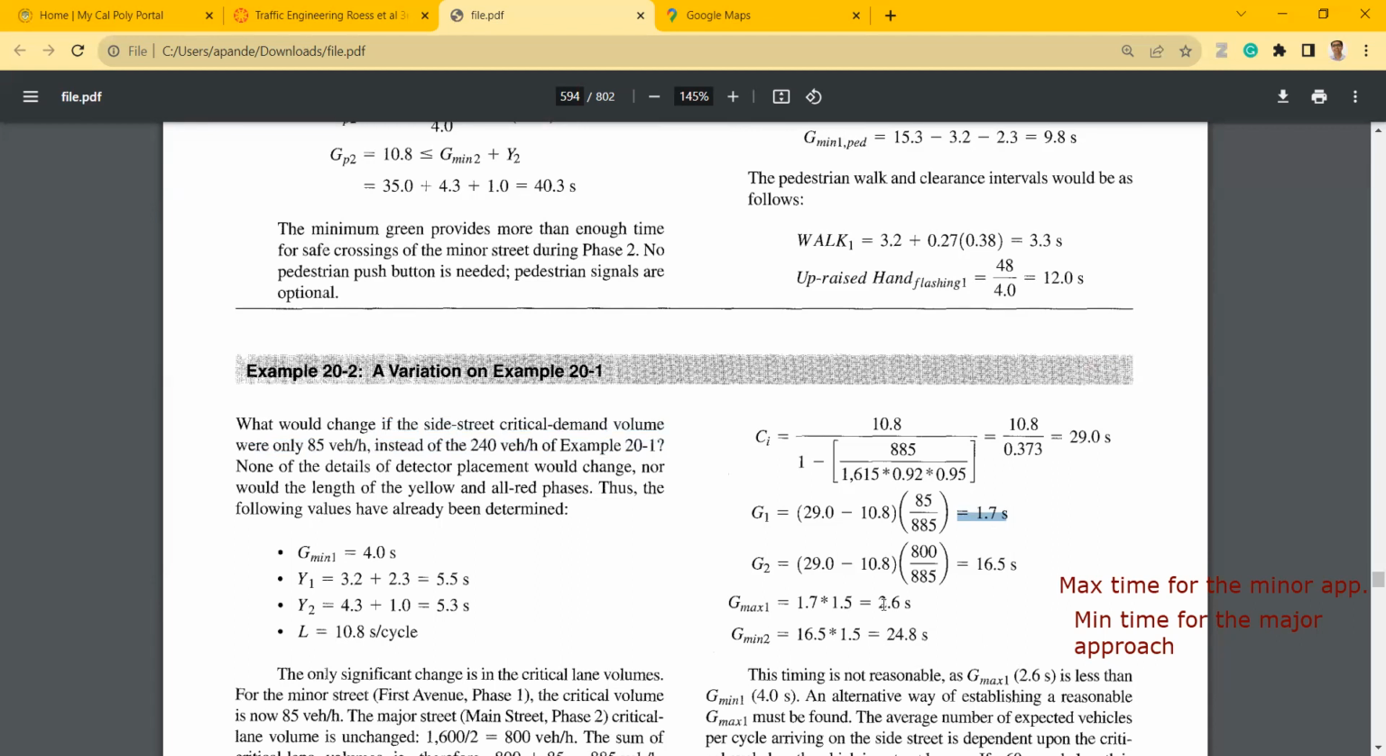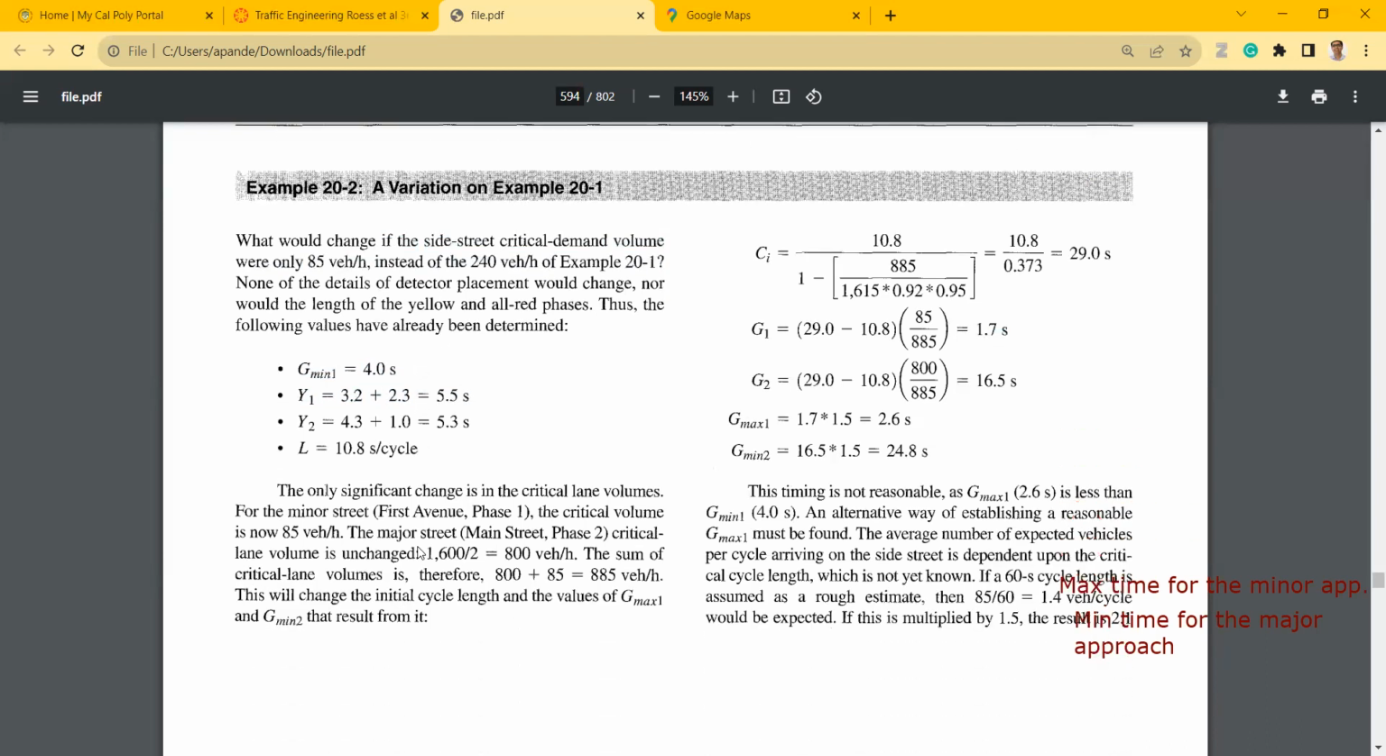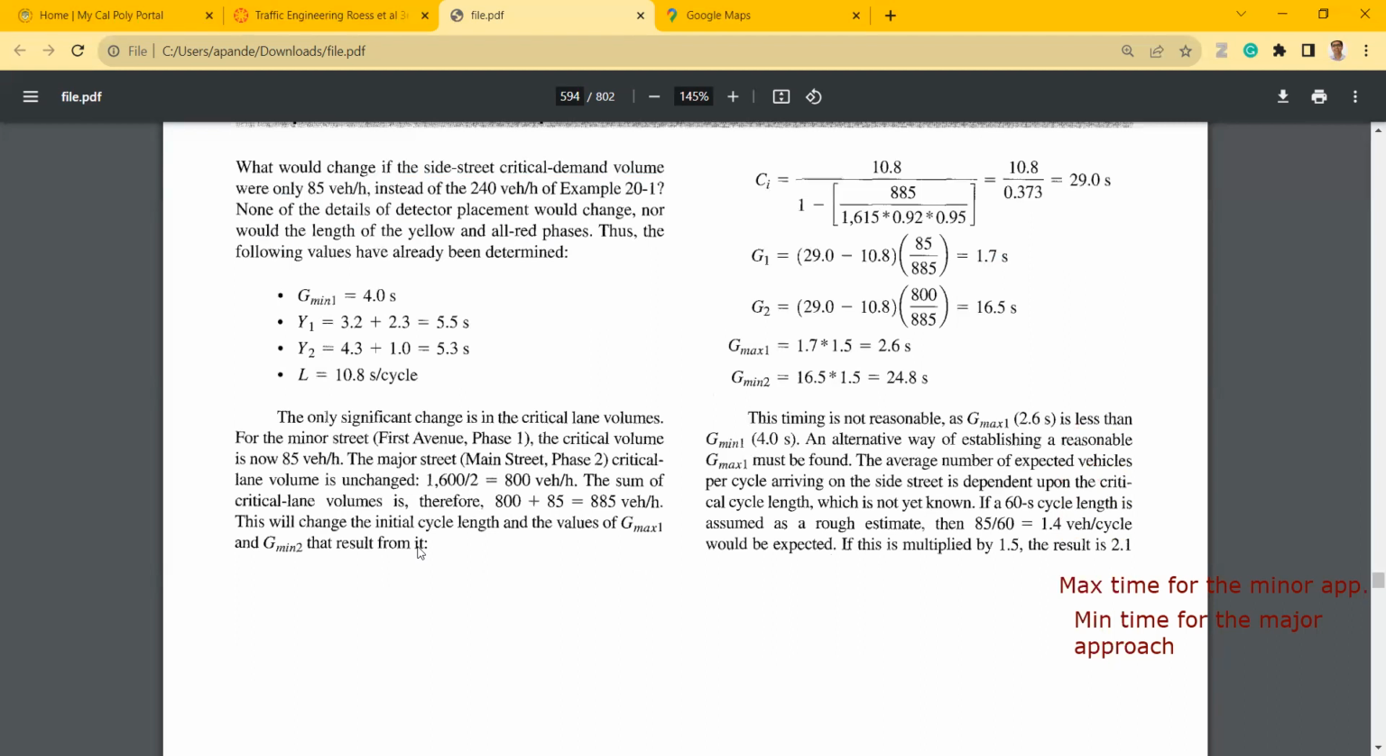2.6 seconds. That's a problem because 2.6 seconds is actually less than the minimum green time you want to provide. So your max green for the minor approach, the max time for the minor approach, is 2.6 seconds, which is not even enough to meet the minimum green time requirement. So what you'll need to do is set this up a little bit, okay? You have to come up with another way of maximizing the green time.